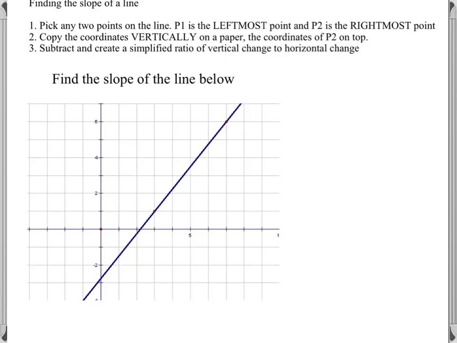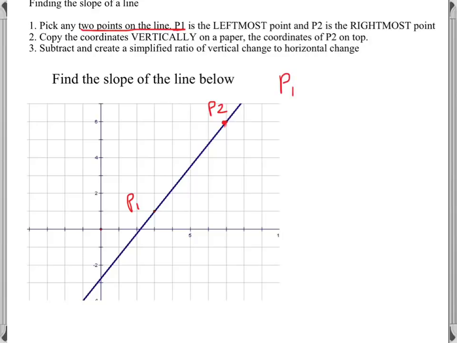Okay, so let's find the slope of this line right here. The first thing we do when we find a slope is pick any two points on the line, and we'll make P1 the leftmost point. Let's pick points on the line that have integer values for both coordinates. I have a couple picked out here. Let's call them P1 and P2. P1 is leftmost, so it has a smaller x coordinate, because it's to the left of P2. Then copy the coordinates vertically on paper.